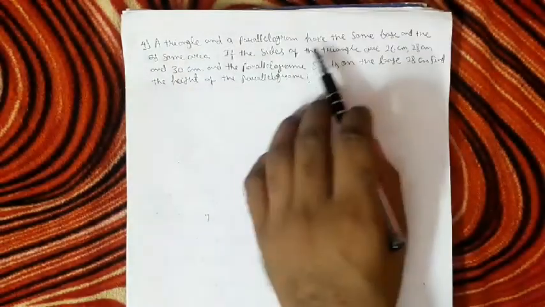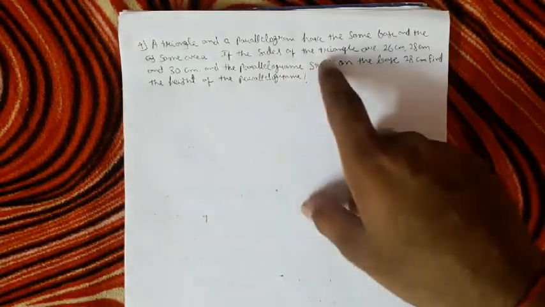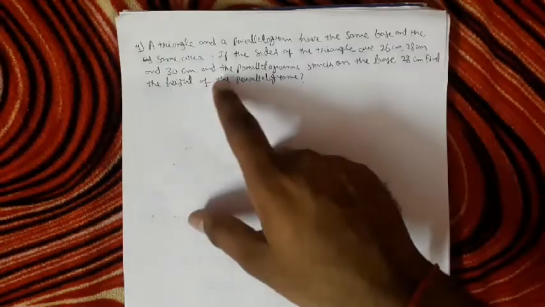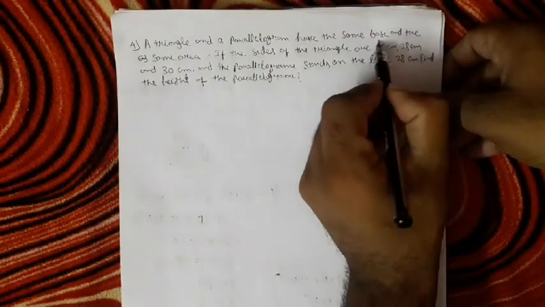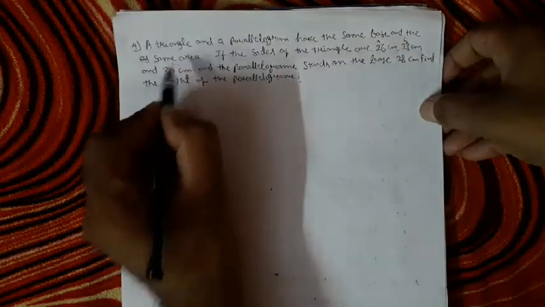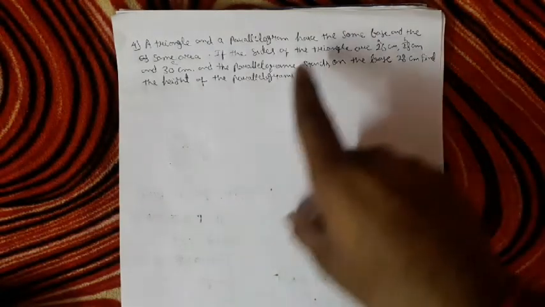A triangle and a parallelogram have the same base and the same area. Means there are two figures. First one is triangle and second one is parallelogram. So their areas are same. If the sides of the triangle are 26, 28 and 30 centimeter, three sides are given, A, B and C are given. And the parallelogram stands on the base 28 centimeters. Base of the parallelogram is given 28. Find the height of the parallelogram. We have to find the height of the parallelogram.